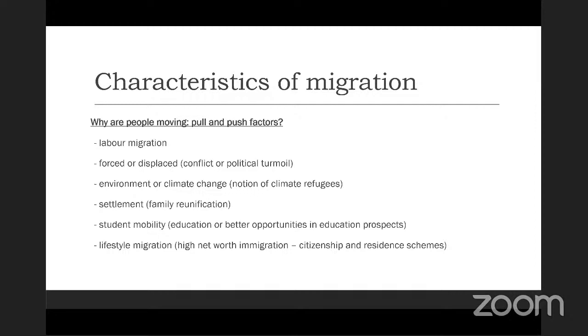So if you're looking at environment and climate change, what's really pushing people to move? There's a new concept now of saying, should we call people climate refugees? Because if we call them climate refugees, then we can really provide for them the needs and understand the vulnerabilities that they have, because people have essentially packed up their homes because of a crisis in terms of climate change, or one which is related to environment.